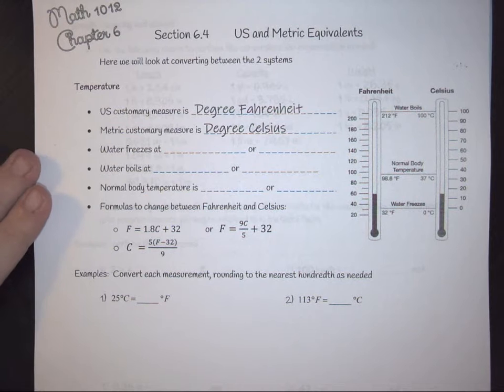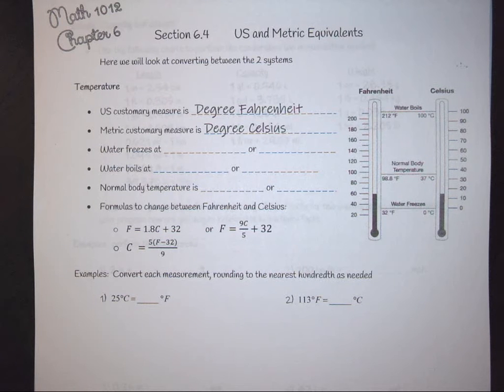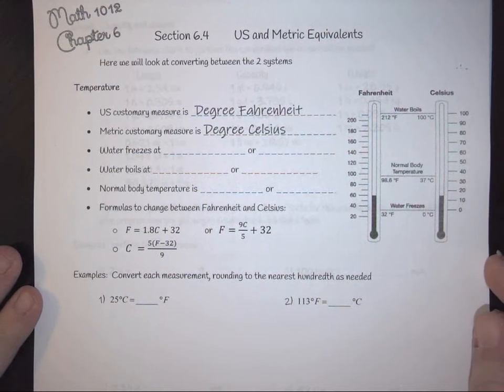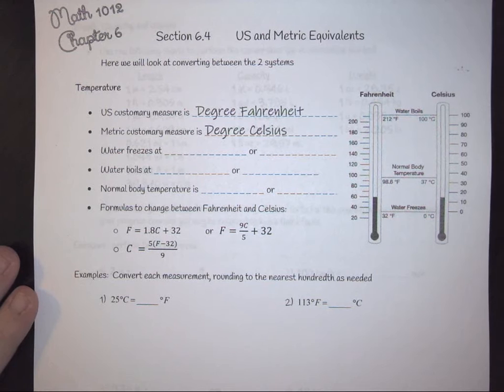Alright, welcome back. In this video, I am going to talk about what are called US and metric equivalents, meaning going essentially back and forth between the two different systems, showing where they have fluid connections or equivalent ideas. The biggest place where we see equivalence between the US and metric systems has to deal with temperature.